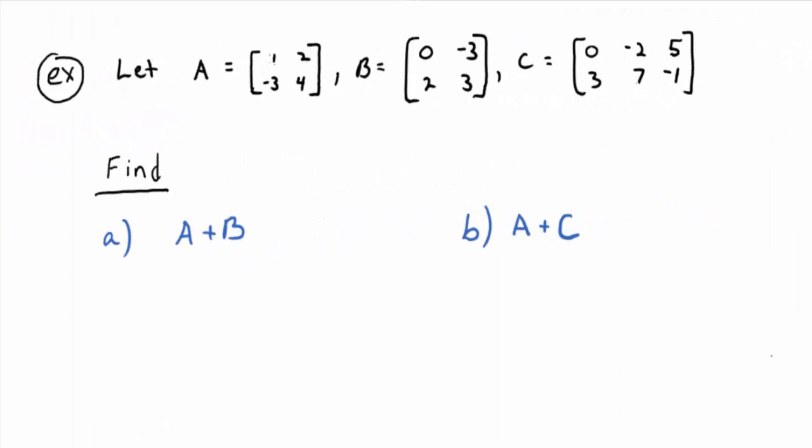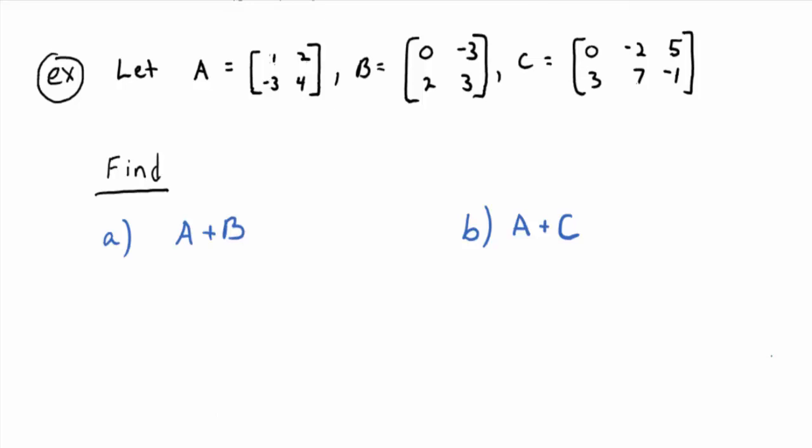Just in the last few hundred years, this notation has been invented. It's not thousands of years old. Somebody had to invent a way that makes sense to add matrices together. So we have three matrices here. A is 1, 2, negative 3, 4. B is 0, negative 3, 2, 3. C is 0, negative 2, 5, 3, 7, negative 1. If you're inventing this, how would you add A and B together? What's really the only way that makes sense? Add corresponding entries. And that's exactly what we're going to do.